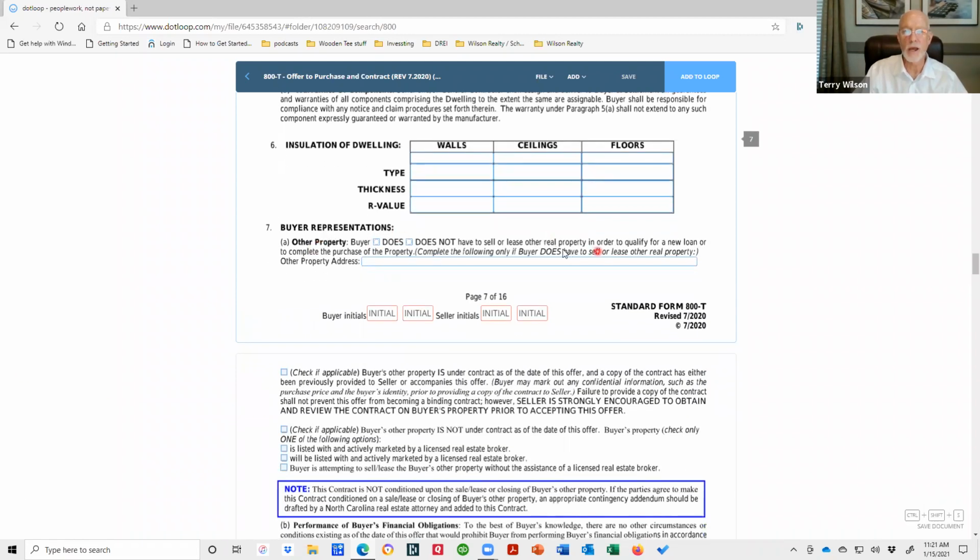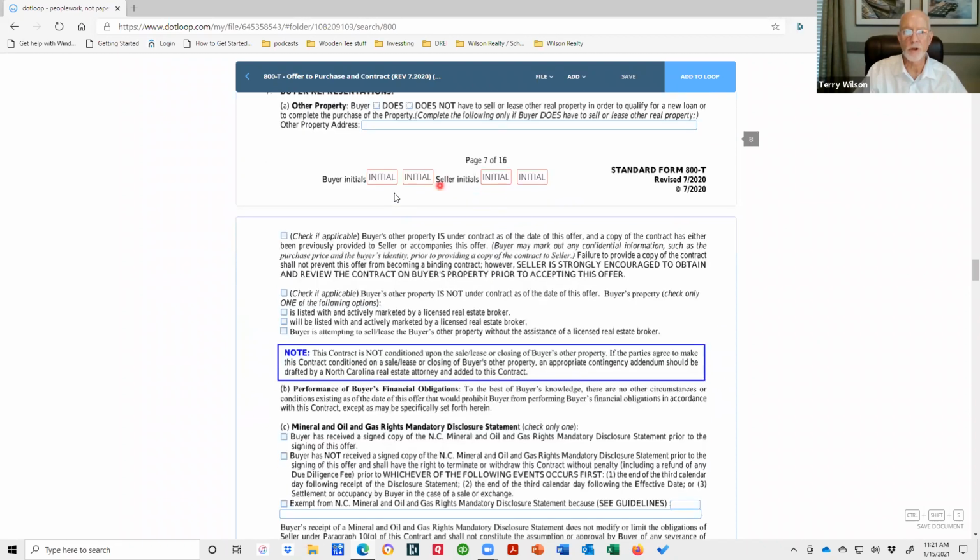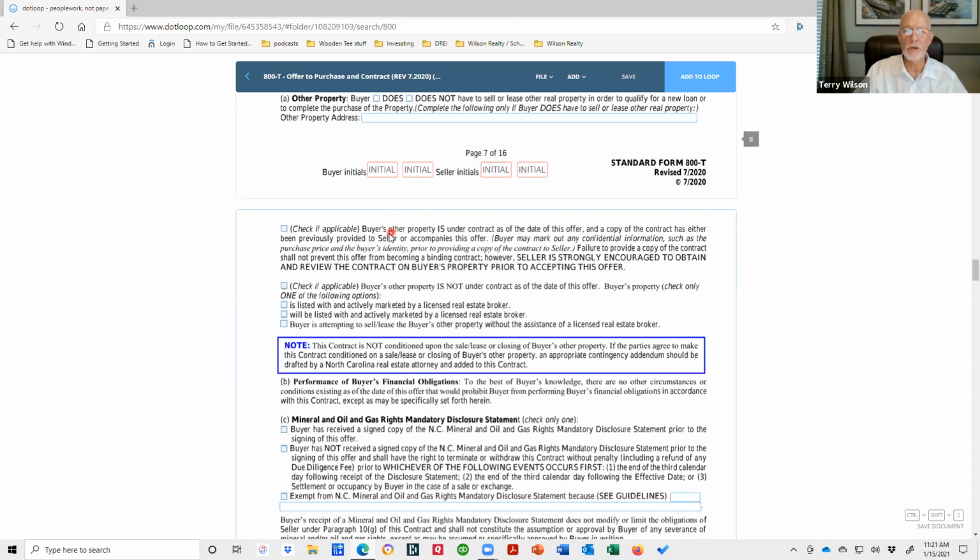Buyer does or does not have to sell or lease another property. If they do, then they're going to put the property address in there, indicating that they have to sell the property. And the buyer's other property is under contract as of the date of this offer, and a copy of that contract has been given to the seller or will be given to the seller.